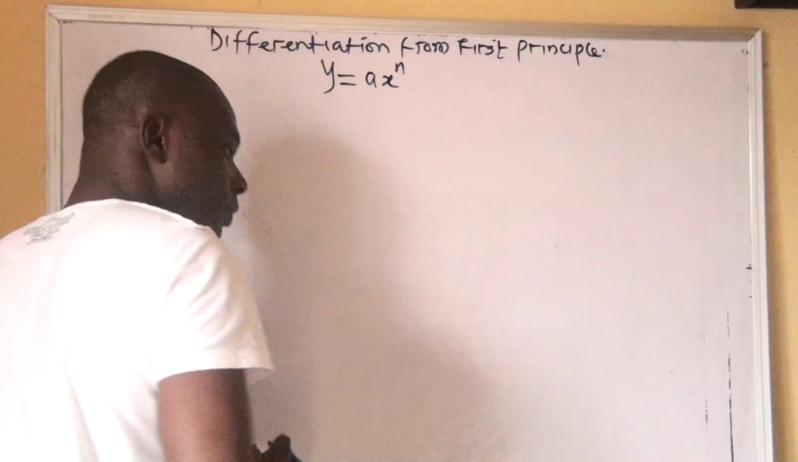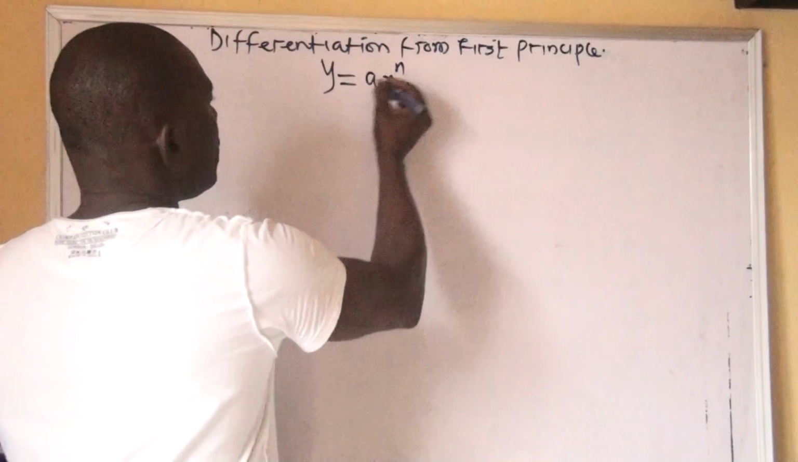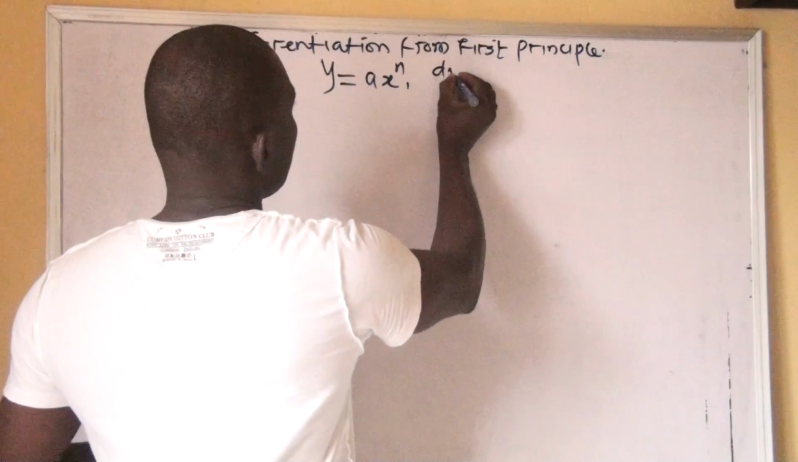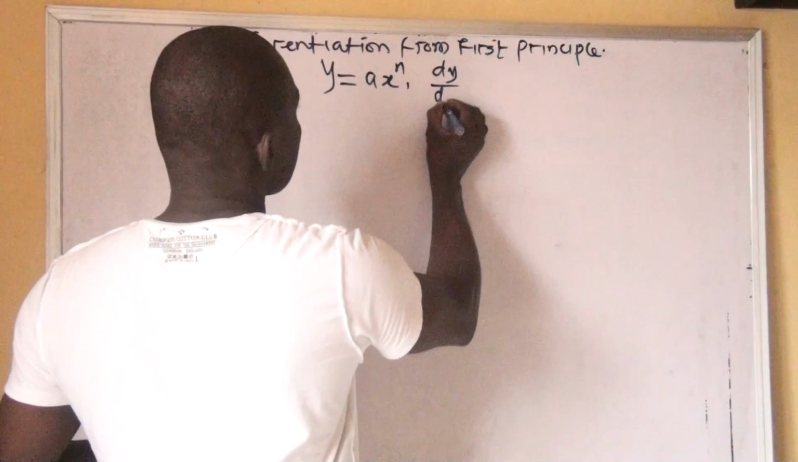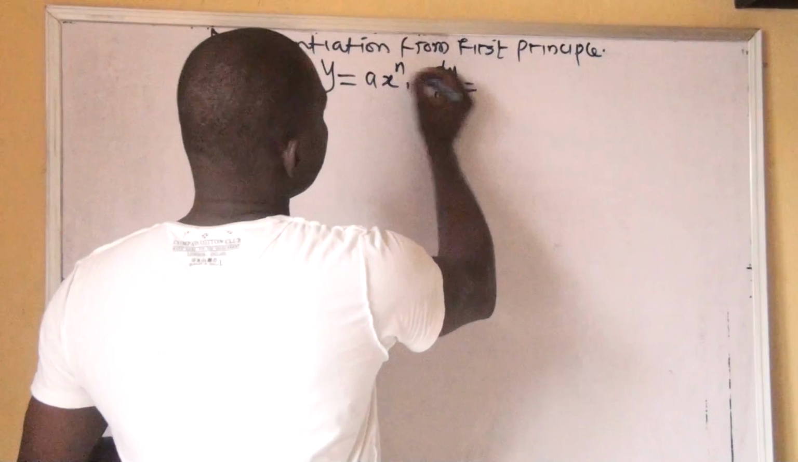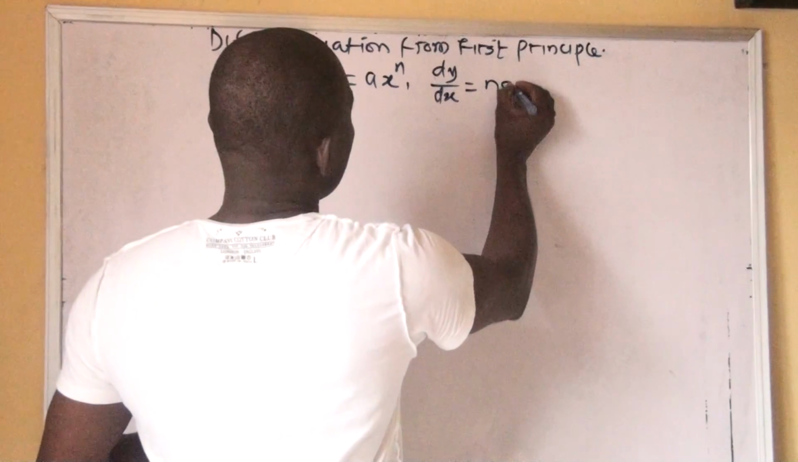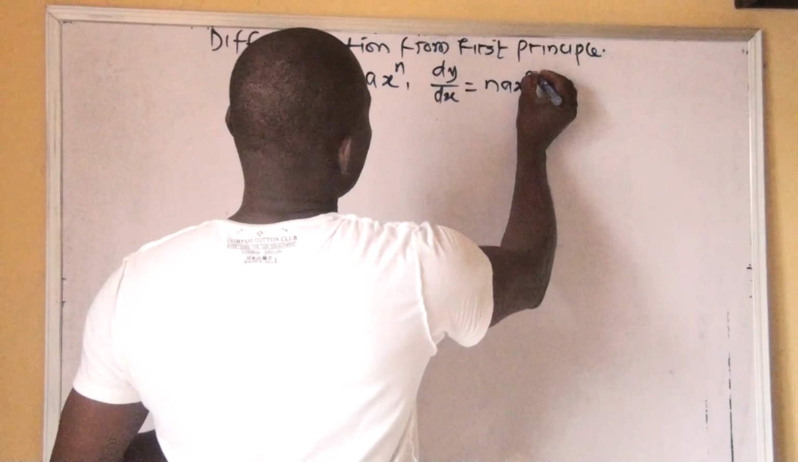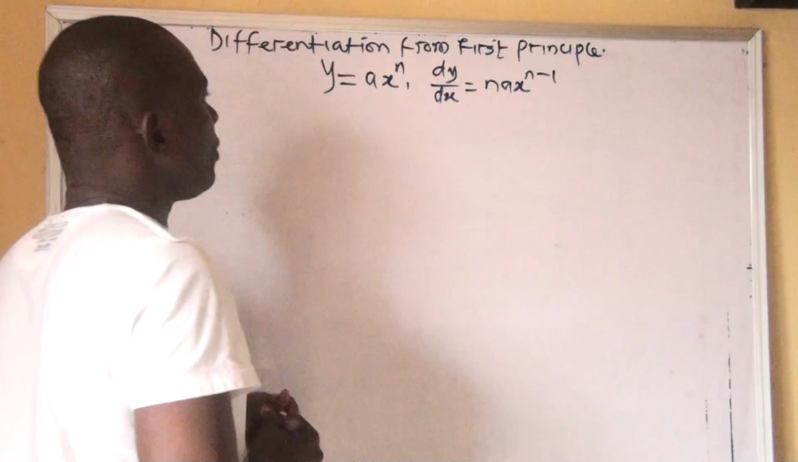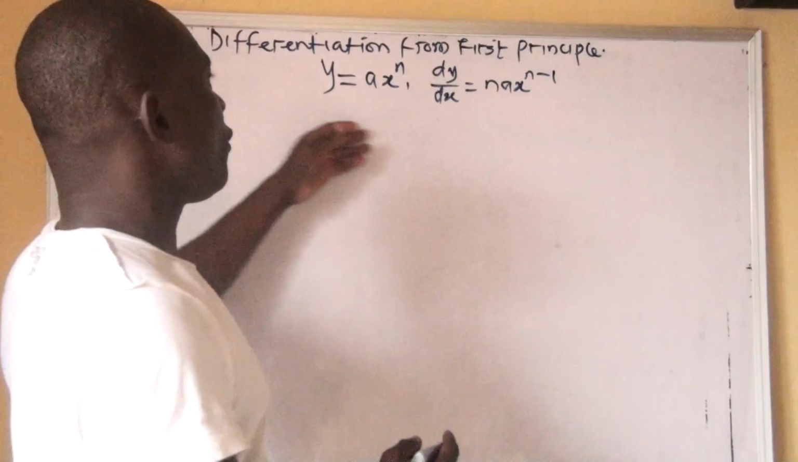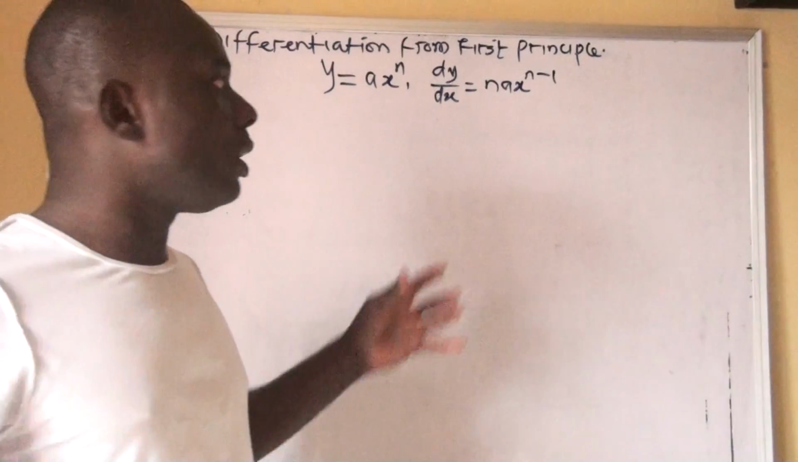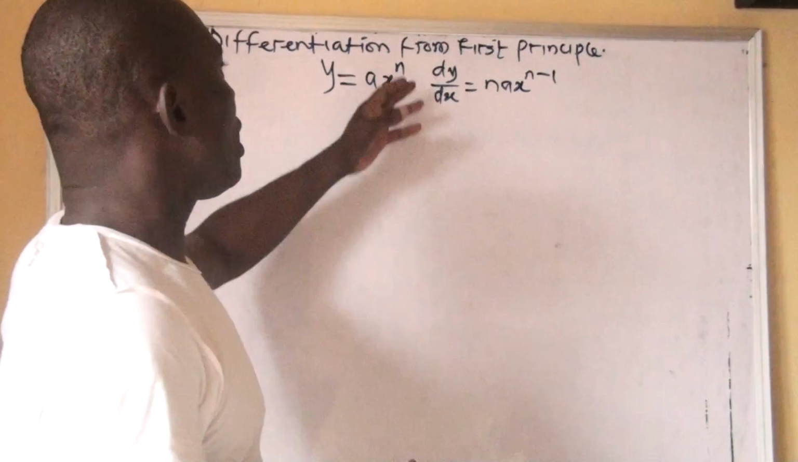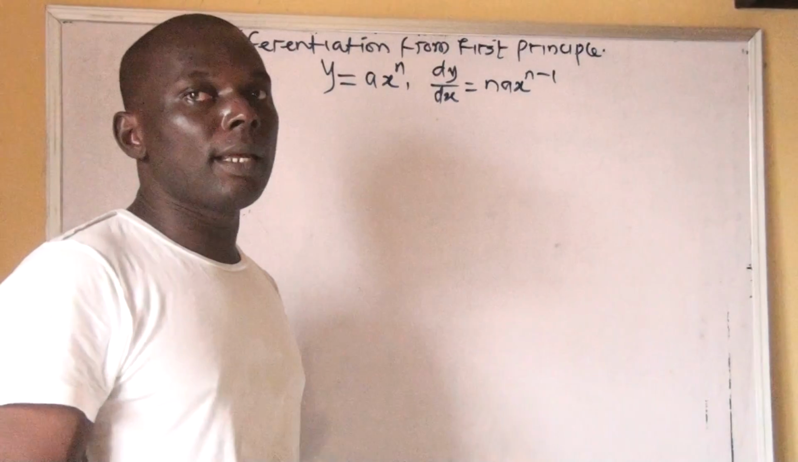to power n, we know that our first derivative, dy/dx, is n a x raised to power n minus 1. In this class, from first principle, we are going to derive, to show that dy/dx is exactly this.